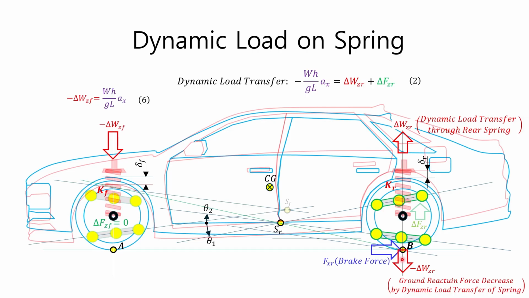If the rear ground reaction force minus delta WZR for the vertical dynamic load acting on the spring is negative, it means that the total vertical load is reduced due to load transfer. If it is positive, it means that the total vertical load is increased due to load transfer. In the example shown in this figure, load transfer that tensions the spring occurs, resulting in a negative rear ground reaction force minus delta WZR, which indicates that the total rear vertical load of the vehicle is reduced accordingly.